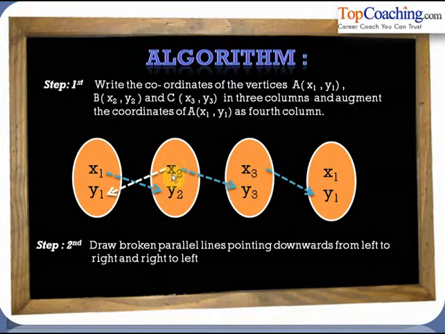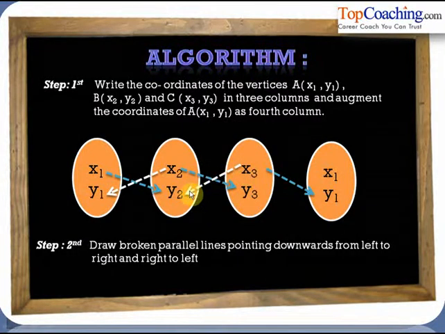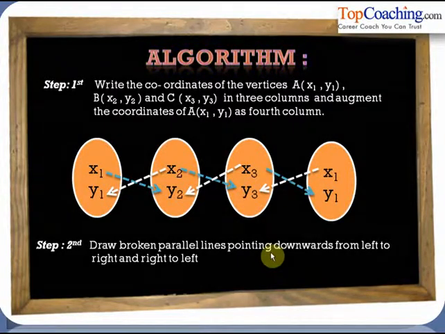Again we draw a line from x2 to y1. We draw a line from x3 to y2, and we draw a line from x1 to y3. So this represents a line from left to right, and this represents a line from right to left. In this way we draw broken parallel lines pointing downwards from left to right and right to left. These lines are pointing downwards.